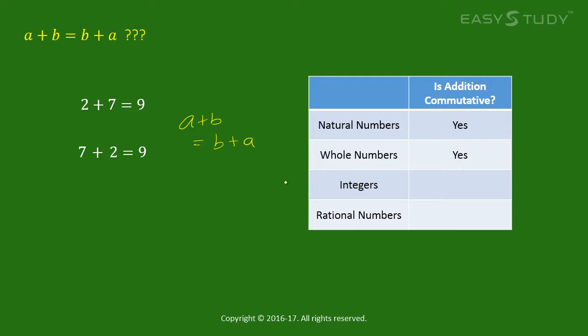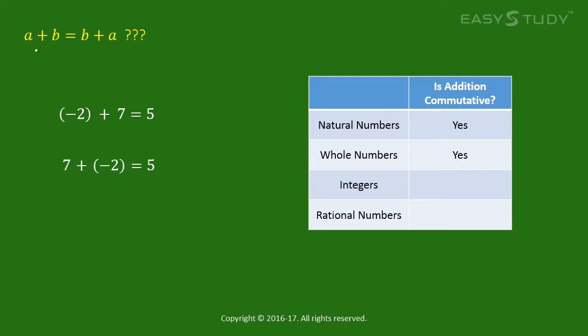Okay, now let's check with integers. Minus 2 plus 7, that is equal to 5. If we change the order, that is 7 plus minus 2, that is also equal to 5. In fact, for any two integers, a plus b is always equal to b plus a. Hence, integer addition is always commutative.